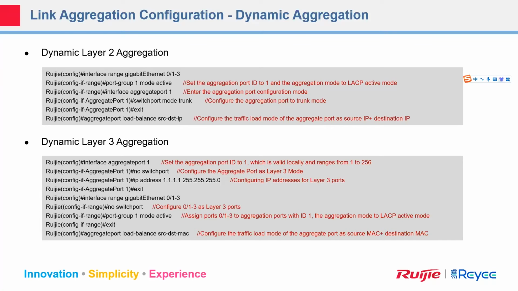And about layer 3, we can add the IP address. And we have to change the layer 2 mode to become layer 3 interface. And the layer 3 aggregation, we also have to change the mode to become active. That means we will use the LACP. So this is a link aggregation configuration.